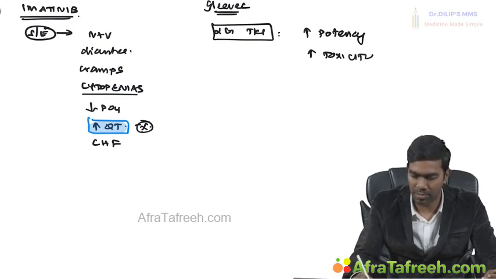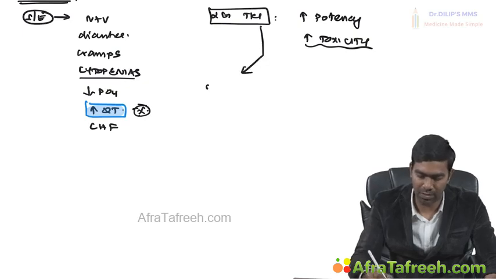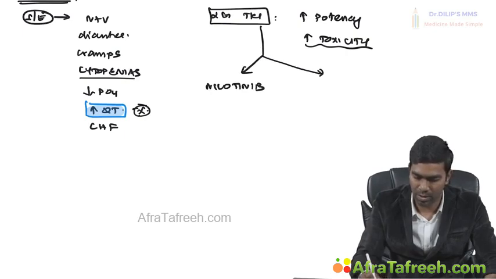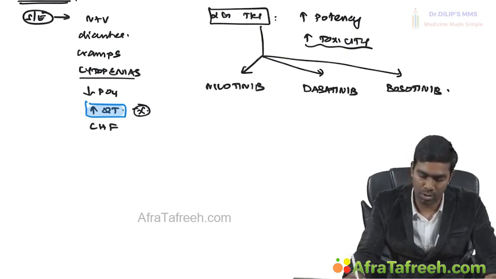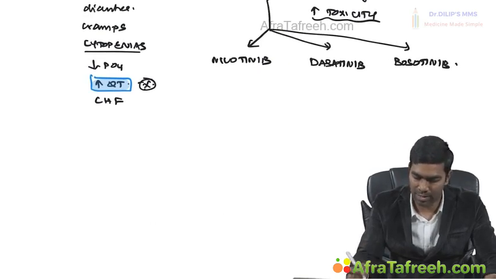Obviously, something comes at the expense of something. So you should bear this toxicity only at the cost of its effectiveness and potency. So what are the second generation ones? There are 3 drugs that are very important for exams. One is nilotinib, the second one is dasatinib, and the third one is bosutinib. Nilotinib, dasatinib and bosutinib.